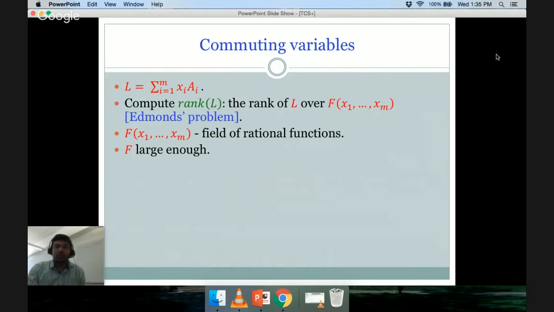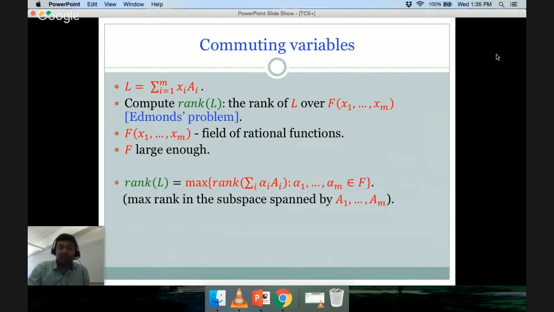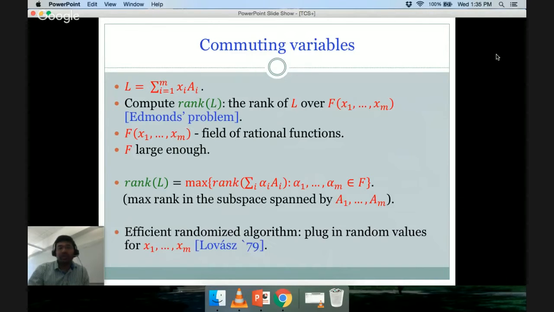An alternative way of viewing this rank is that it's the maximum rank of a matrix in the subspace spanned by A1 to Am. So the maximum rank of summation alpha_i A_i, where alpha_1 to alpha_m are elements from the field F. You want to compute this maximum rank in the subspace, and there's a very natural randomized algorithm for this problem. You just plug in random values for x1 to xm from the underlying field, and compute the rank of that matrix.